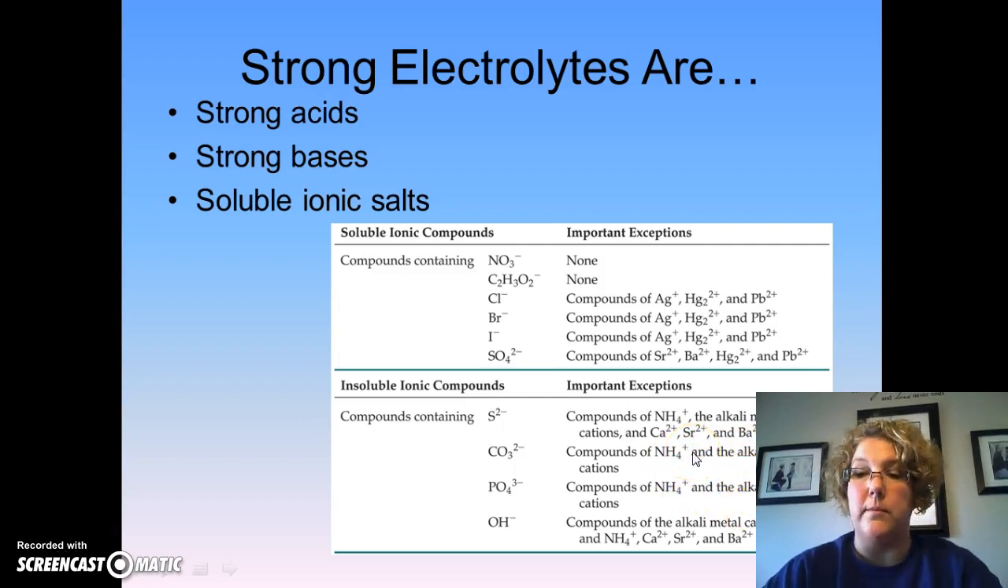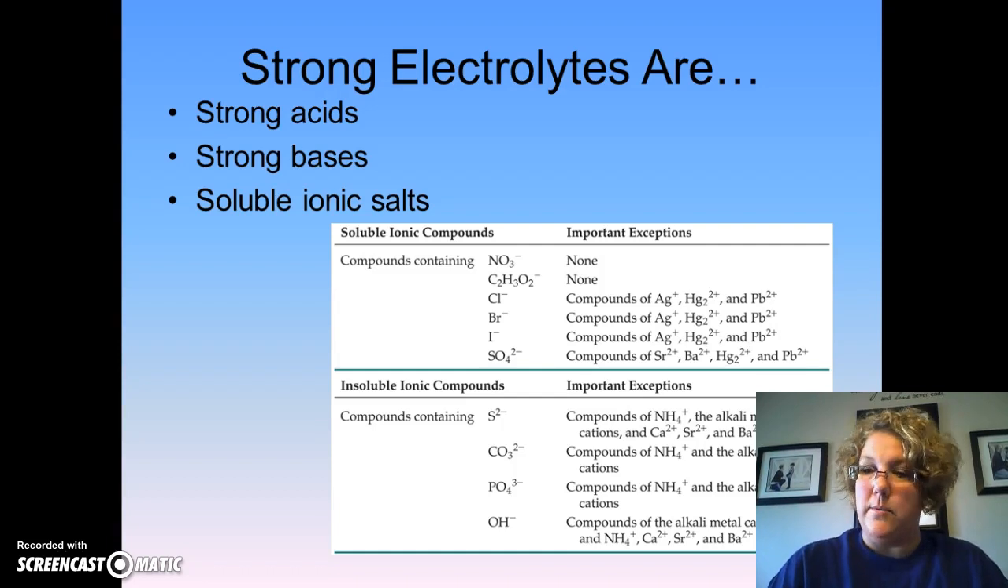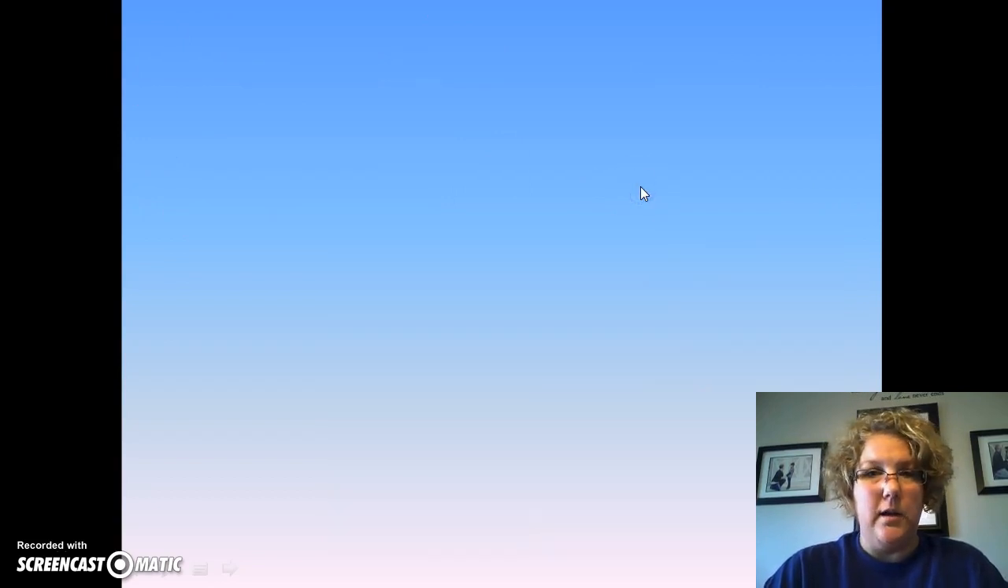If there's a group 1 metal in it, it's soluble, and all nitrates are soluble. Those 2 rules, if there's a group 1 metal in it, or if there's a nitrate in it, it's soluble, will take care of you like 90% of the time in terms of solubility rules. You'll see what I mean when we get into some problems.